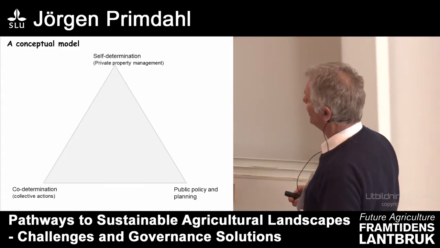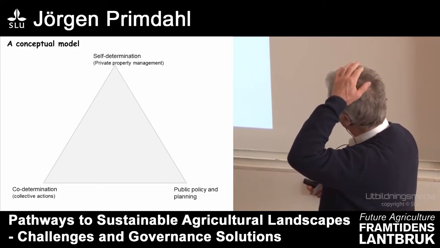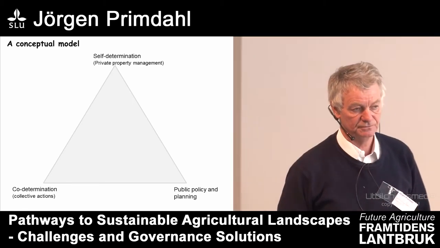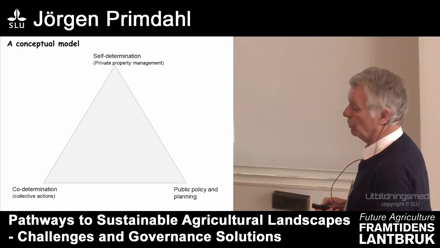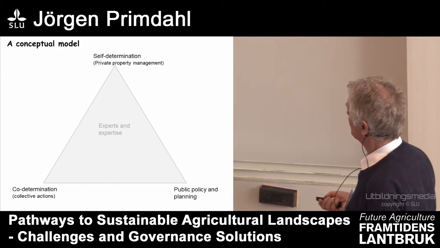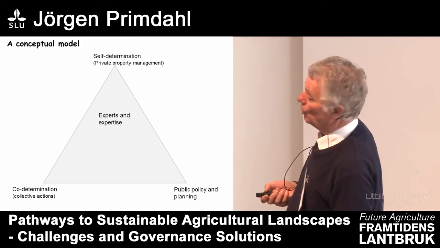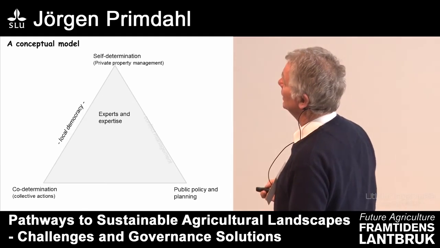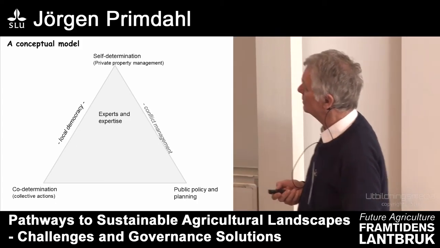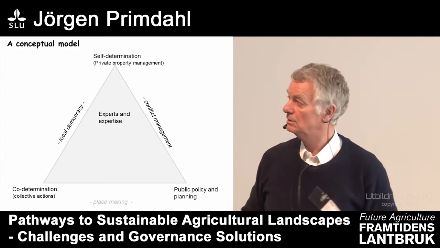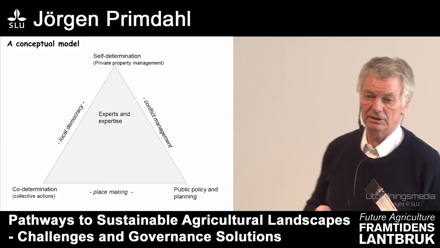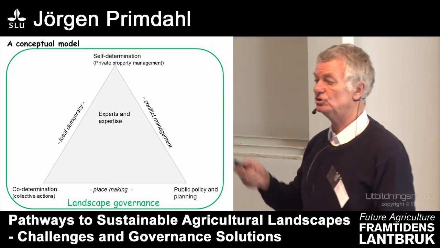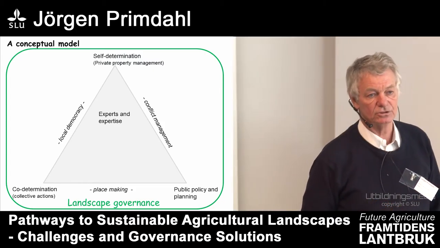Okay. Now we can talk about this triangle here. Now we can say that this is pretty much the landscape. How is it affected by the different types of decisions? And what is the role of expert and expertise here? Well, this is about local democracy, I would say. The self-determination versus the co-determination aspect. This is pretty much about conflict management, and this is pretty much about placemaking. And maybe we can call that landscape governance. And if there is something in it, this is also what agriculture and the discussion about future agriculture should be concerned with.